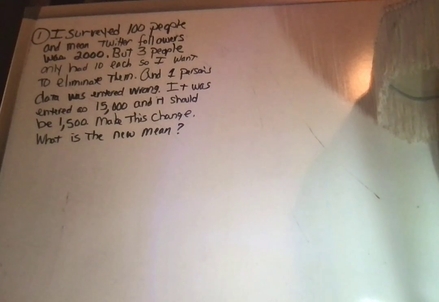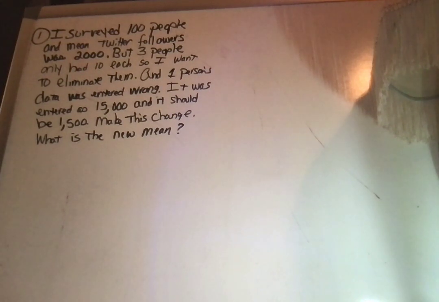All right, this is our first problem. Remember, you can always pause me to write it down. It says I surveyed 100 people and the mean Twitter followers was 2,000, but three people only had 10 each, so I want to eliminate them. And one person's data was entered wrong. It was entered as 15,000 and it should be 1,500. I want you to make that change. What is the new mean? So pause the video, work this problem, then cut me back on.